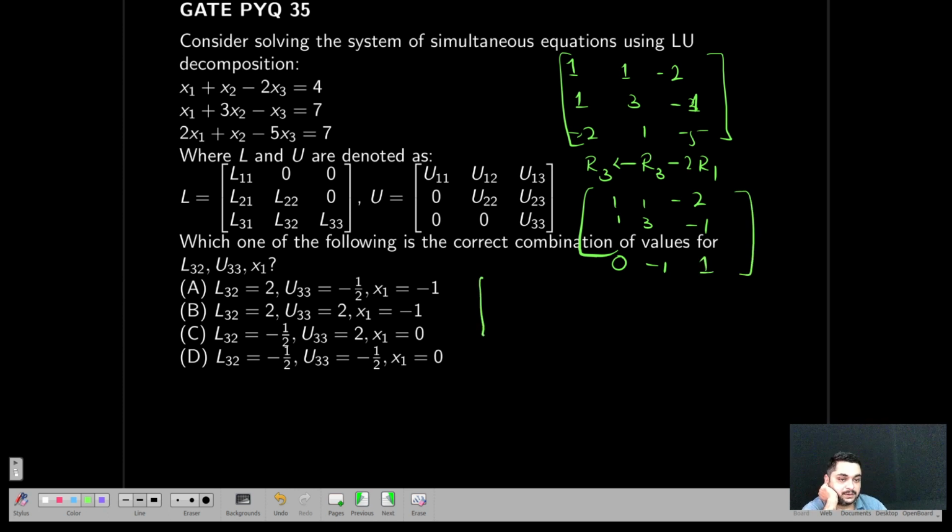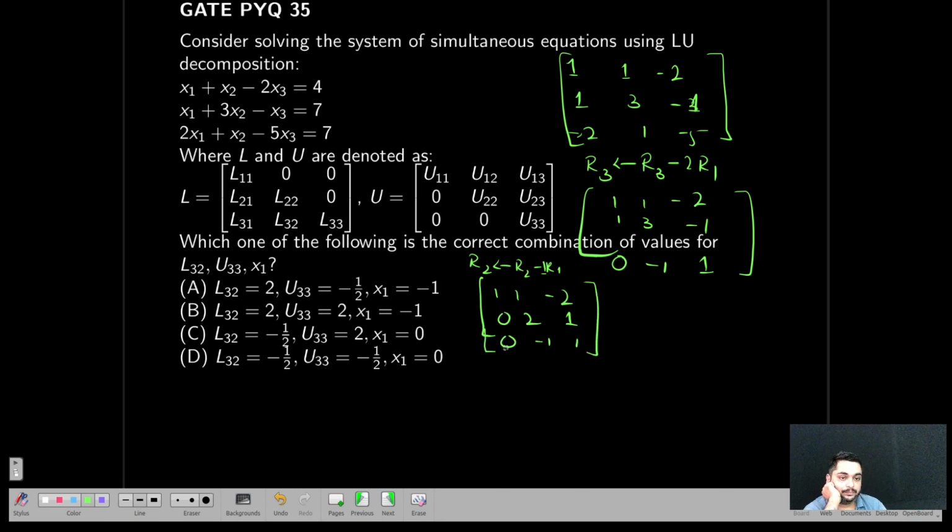Now in this matrix, try to make this 0. That is R2 is R2 minus R1. It is 1 R1. So 1, 1, minus 2, 0, 2, 1, 0, minus 1, 1.